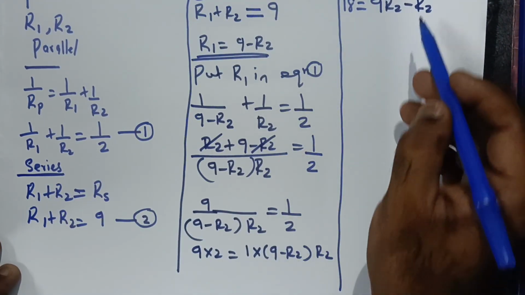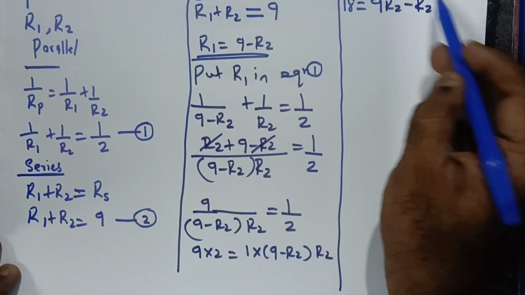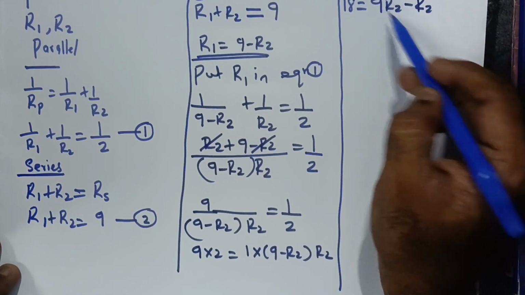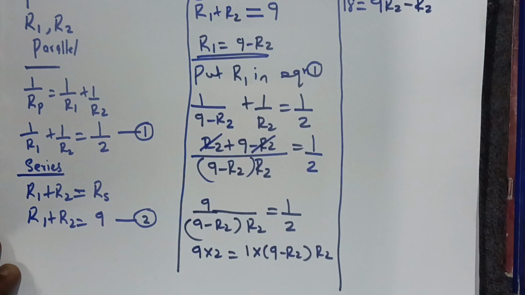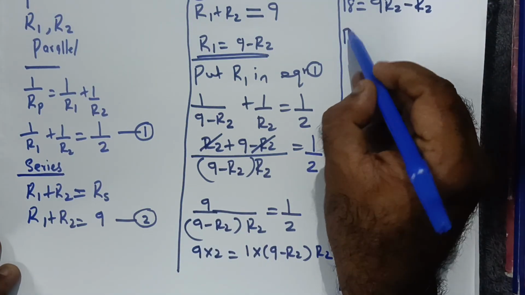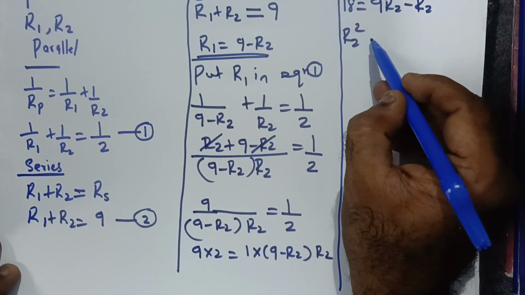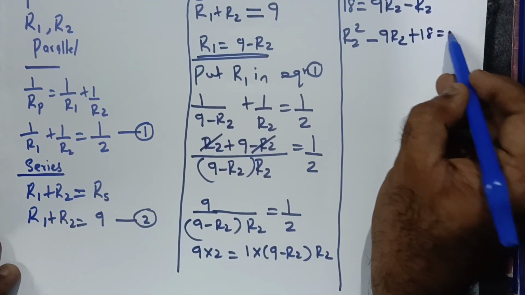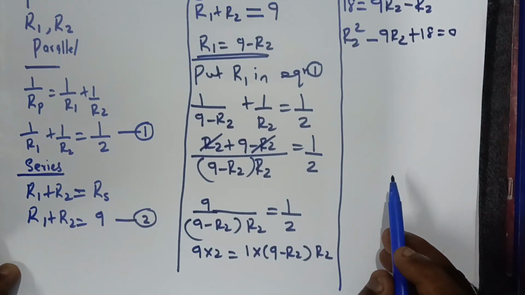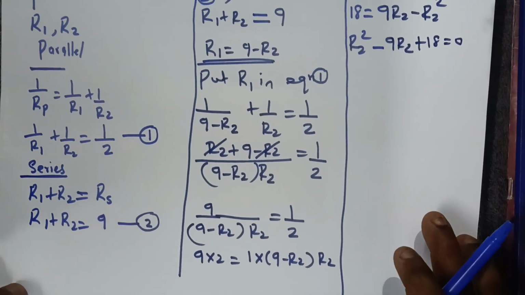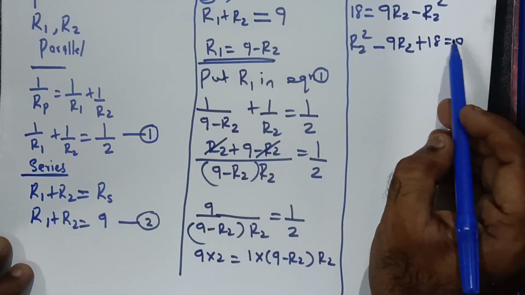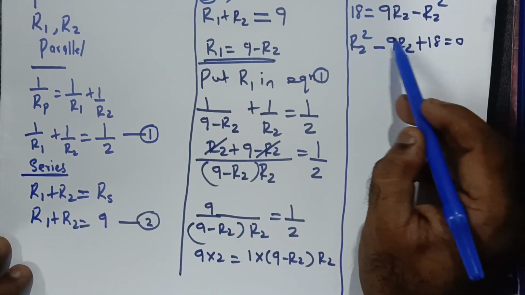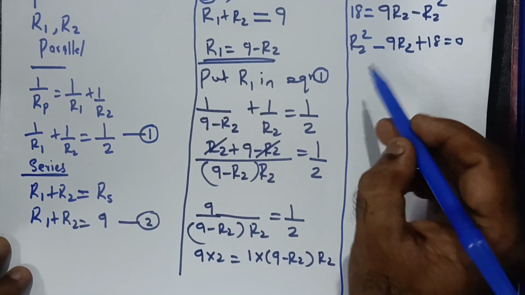Taking all this on left side, the right hand side portion, now I take this on left side. So minus R2 square becomes plus R2 square. This plus 9 R2 becomes minus 9 R2. Already it is 18 equal to 0. So this is a quadratic equation. Now you know how to solve this equation. That means the product of two numbers must be 18 and the sum of two numbers is minus 9. So what are their numbers?